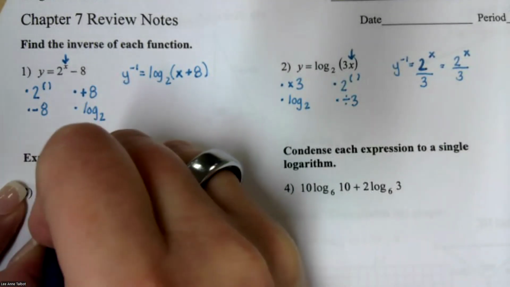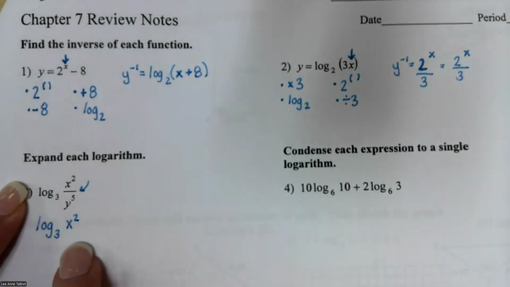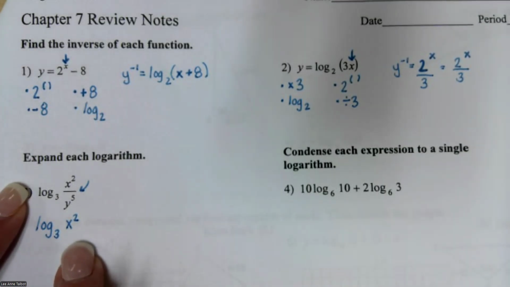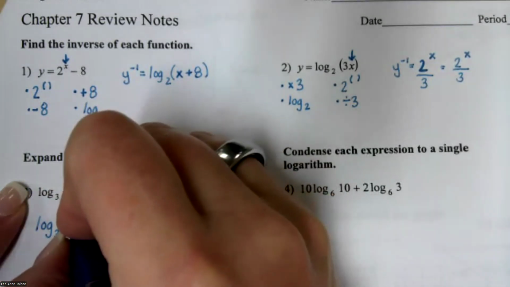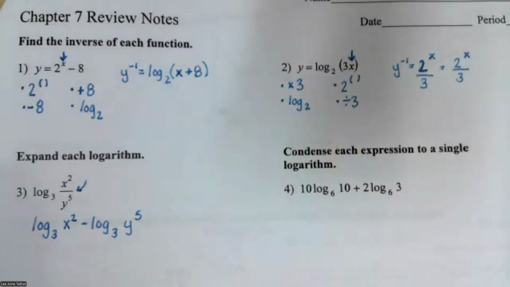So log base 3 of x squared. And just a quick note, you can put the x squared in parentheses if you want to. You don't have to. Either way is fine. Minus log base 3 of y to the 5.